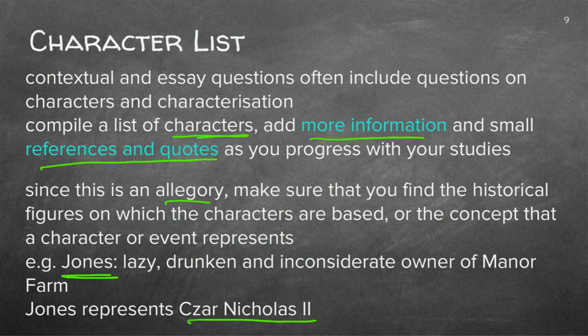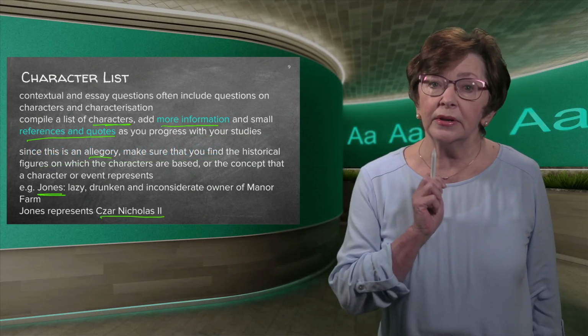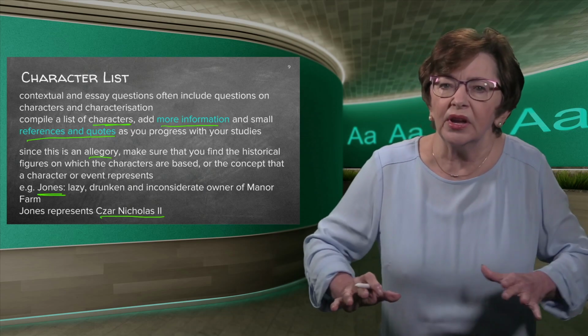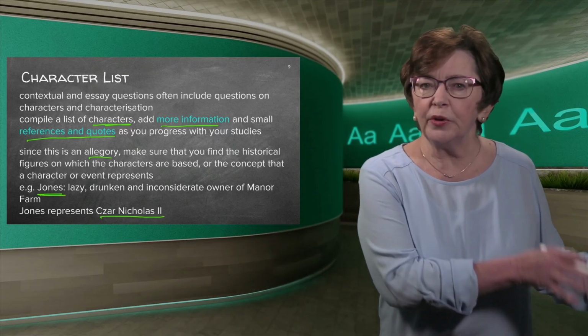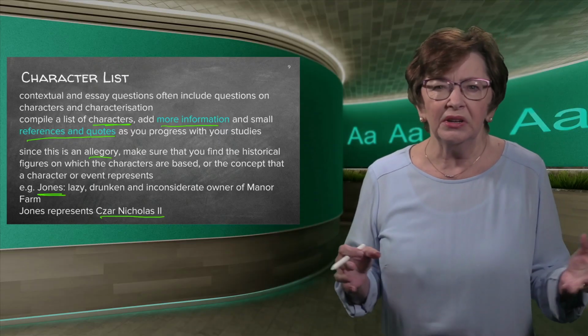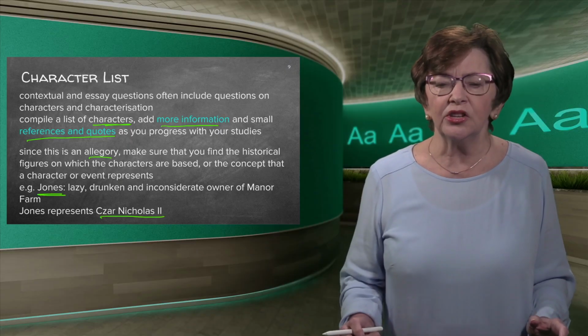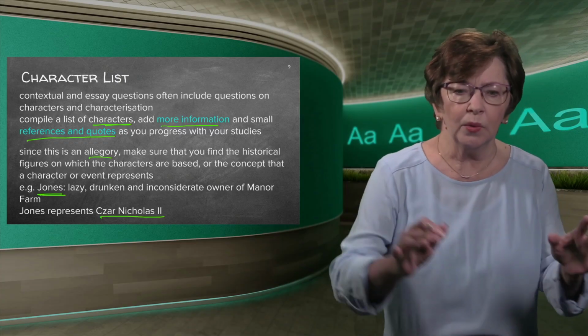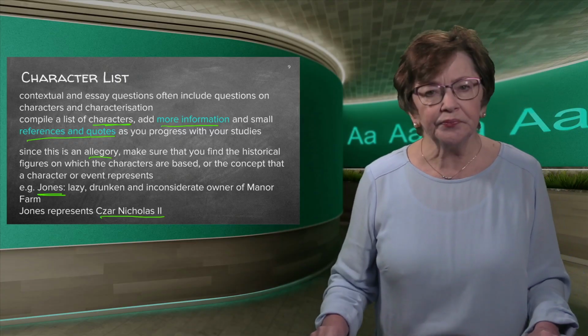Tsar Nicholas II. So Tsar Nicholas was always drunk. That's not the point. He was just not there. He wasn't there when he was supposed to feed them. He was not a good leader, etc. So be careful. Don't become too literal, but know what things stand for.